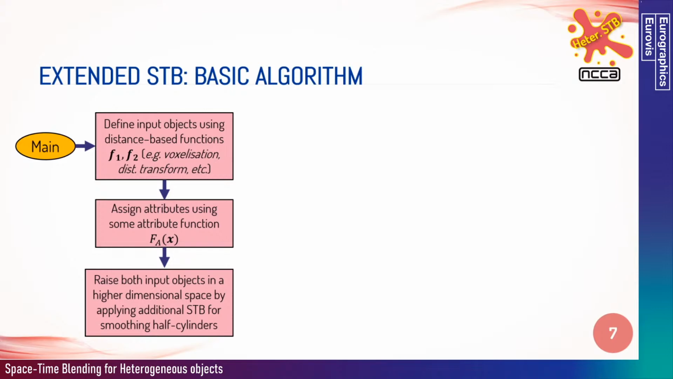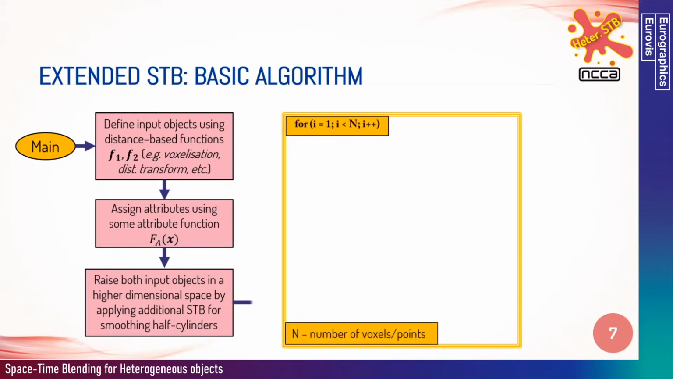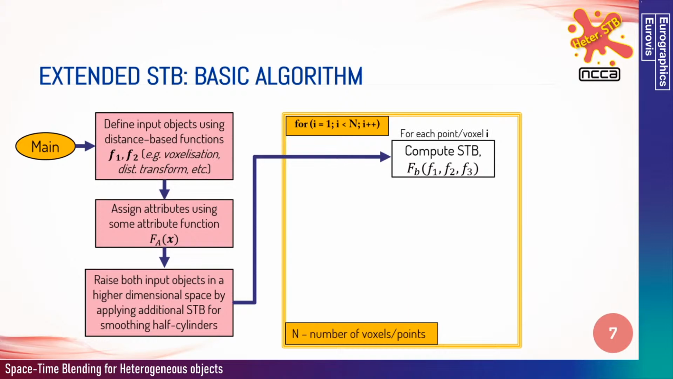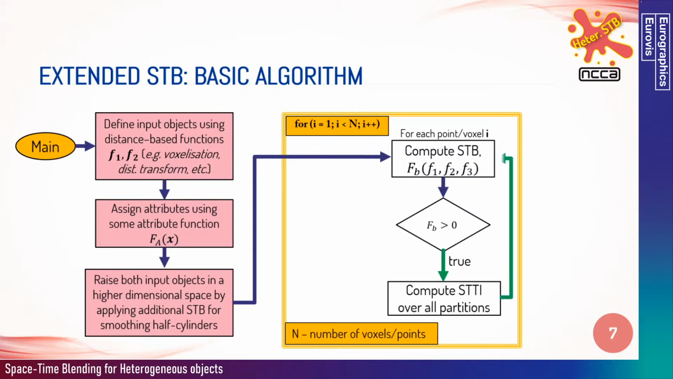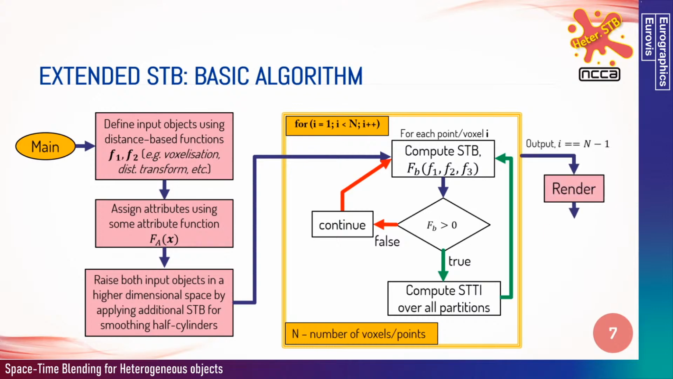We can achieve it by applying additional space-time blending operation to these objects to obtain a smooth transition between them. Then we start computing space-time blending over all points or voxels, and for each point or voxel in which blending function is positive, we compute space-time transfinite interpolation for handling attribute transformation. At the end of this loop, we obtain full animation sequence of the in-between frames. Now let's see how the suggested approach works in an application called 4D Cubism.